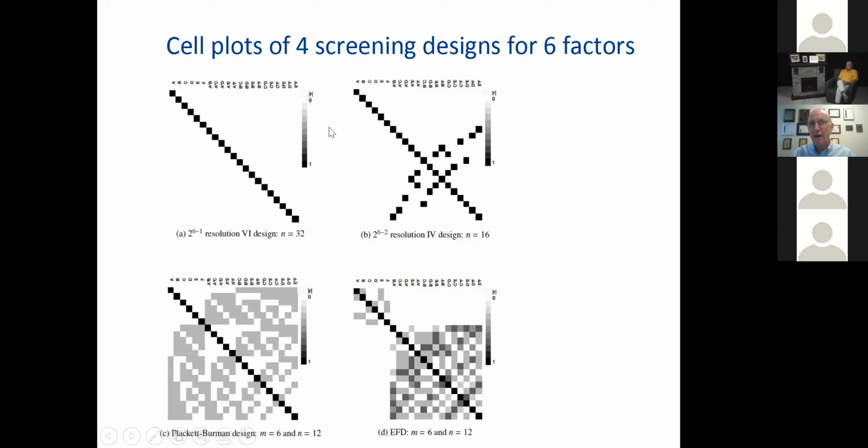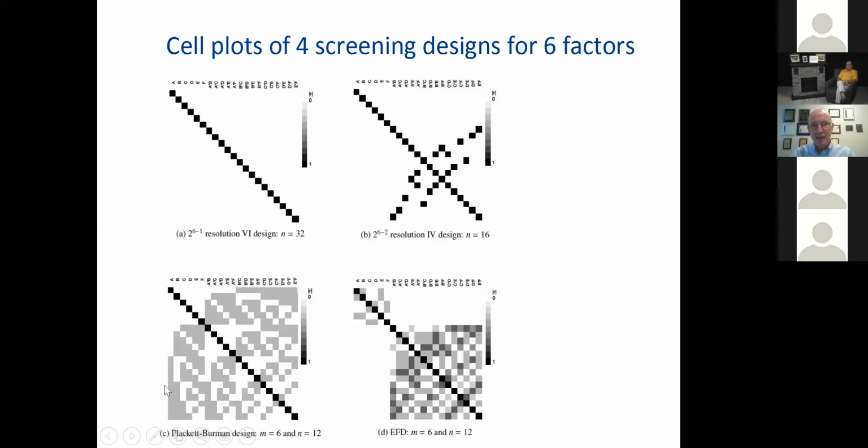Here we have what can happen if you cut this design in half from 32 runs to 16 runs. Now main effects are orthogonal or uncorrelated with each other. Main effects are uncorrelated with two-factor interactions, but unfortunately, two-factor interactions are completely confounded with each other. So if one of the pairs in the confounding is active, you don't know whether it's that interaction or another interaction.